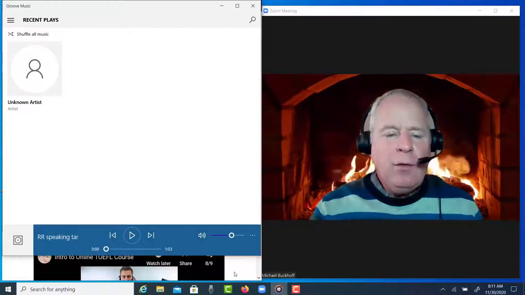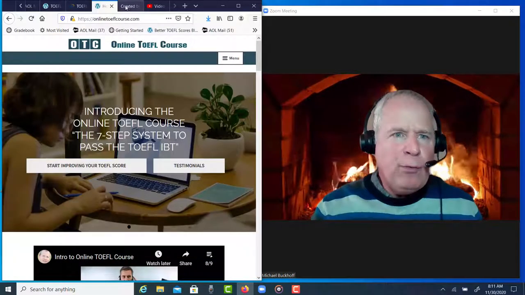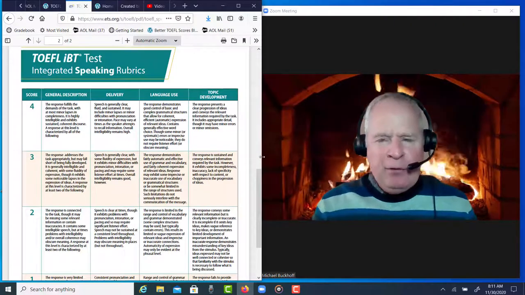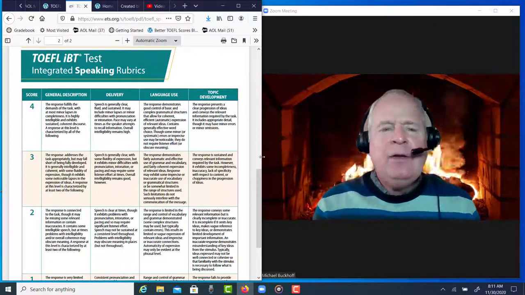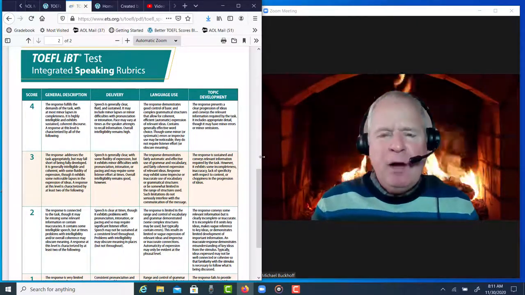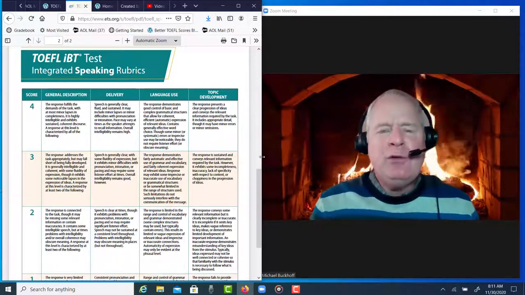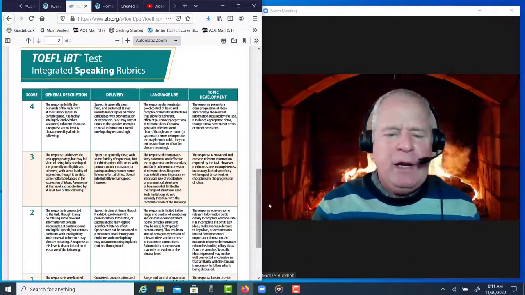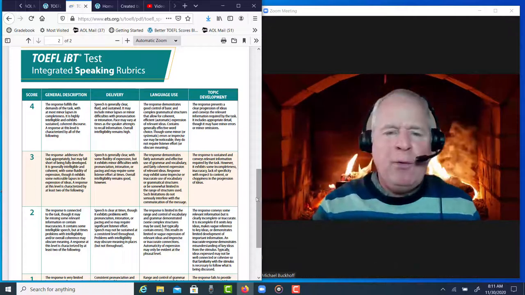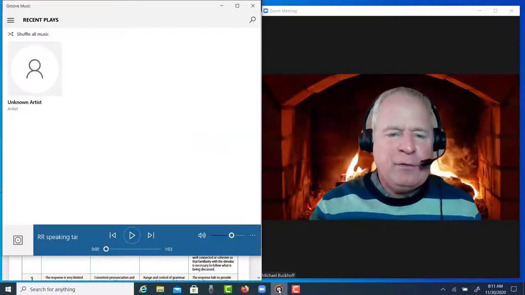Okay, so looking at the actual rubrics, yeah, I'm going to put you at 2.5 to 3. You did have some trouble with your delivery and maybe some minor language use issues as you were explaining the information from the reading and the listening passage. So I'm going to put you around 19 to 20 points out of 30 on this practice test.